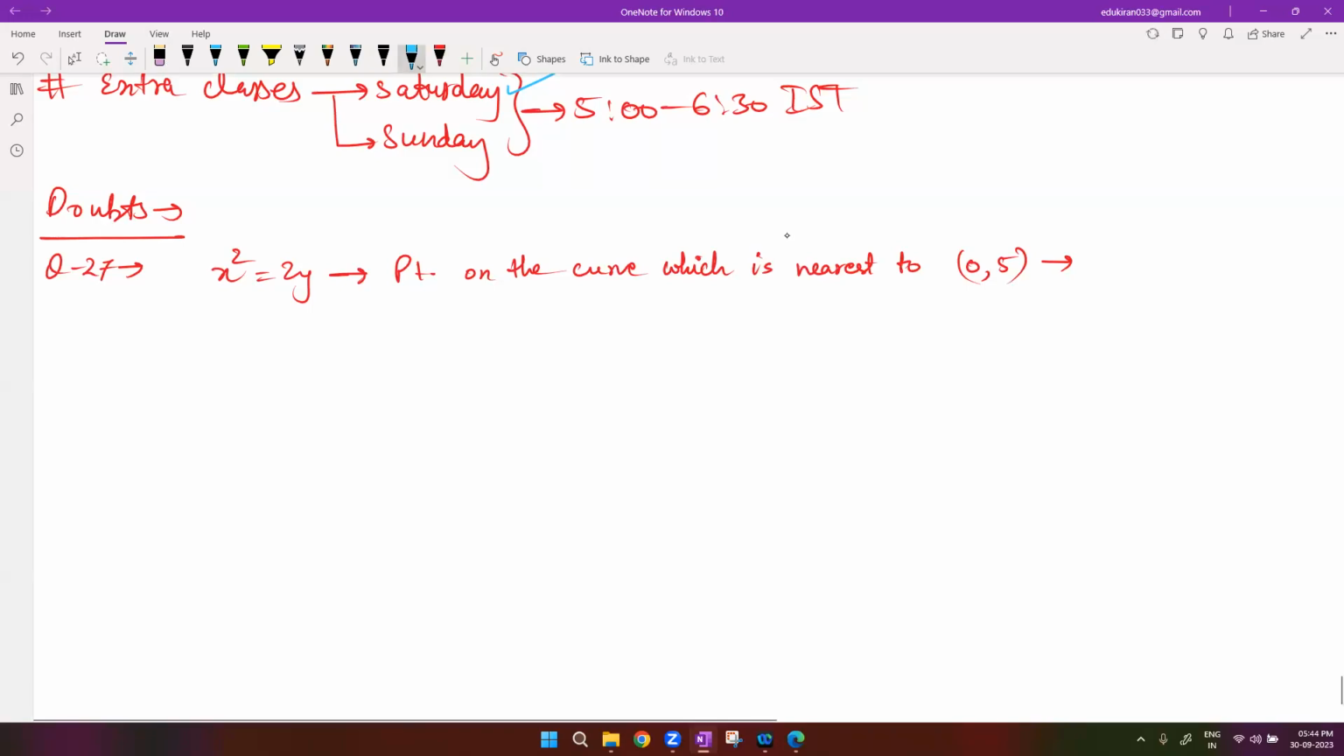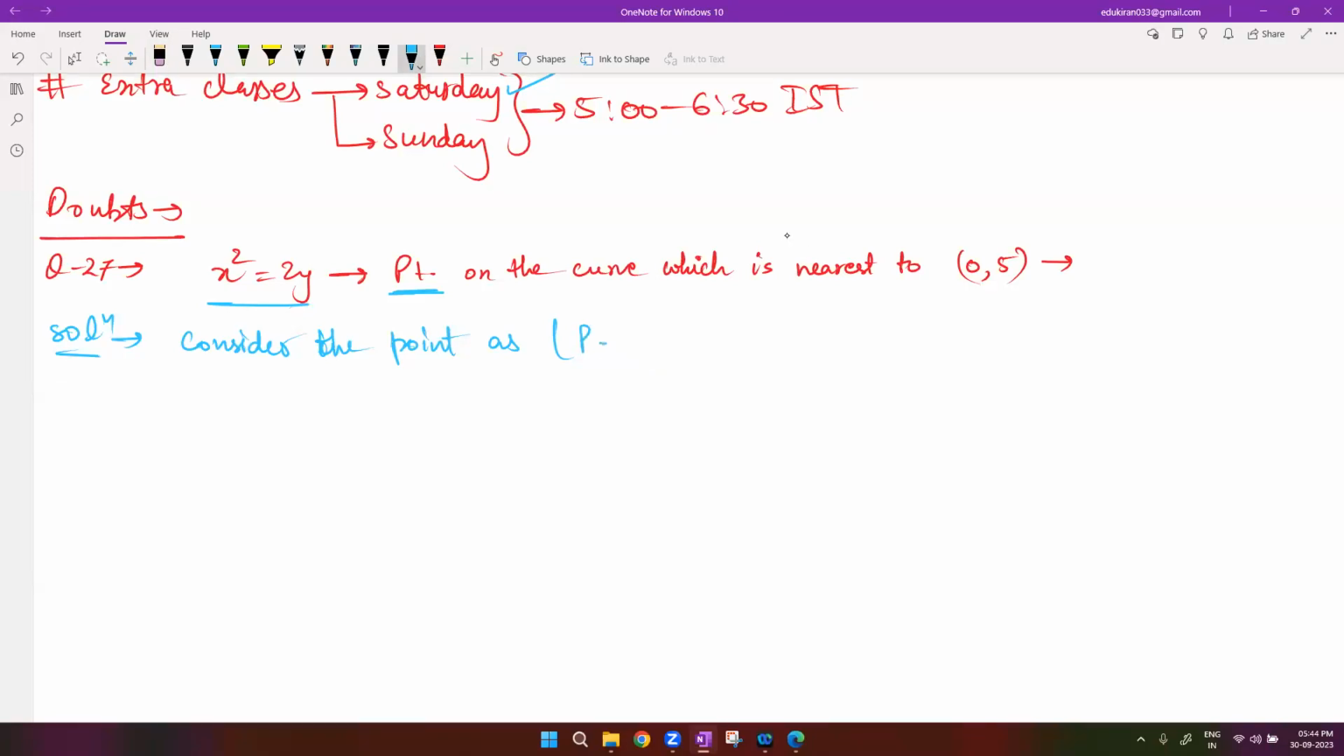Okay, so let's first start with the information that we have. There is a curve given, right? The curve is x square equals 2y, and we need to find a point. Consider your point as x1, y1, or you can consider the point as x comma y. We don't know what the value of x is and what the value of y is, right?